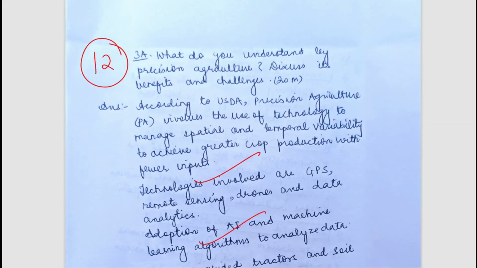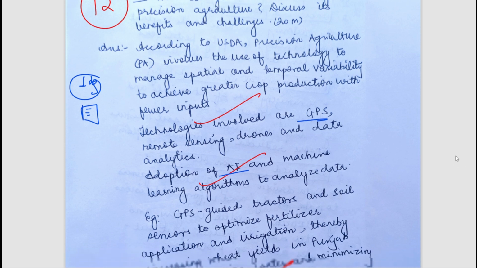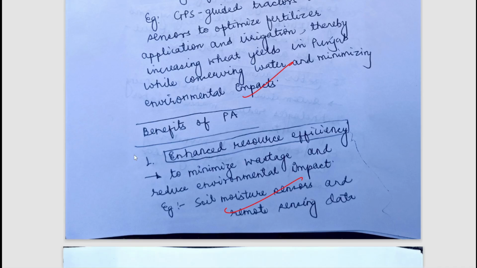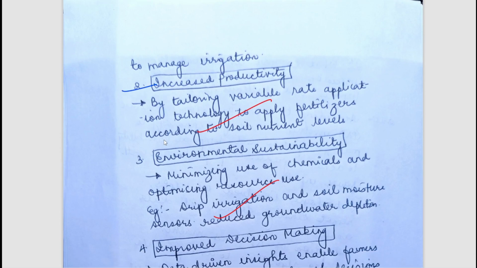Now, the next question is: what do you understand by precision agriculture? We all know it is the use of advanced technology in agriculture so that we can use inputs precisely. From here, the name comes. When you know that only 1 kg of fertilizer is required and only in this area, then our inputs will be precisely used and the overuse of inputs will be reduced. This is what precision agriculture is. Here we use technology such as GPS, AI, remote sensing, GIS. Now, what are its benefits? Obviously, enhanced resource efficiency, increased productivity, environmental sustainability, improved decision making.